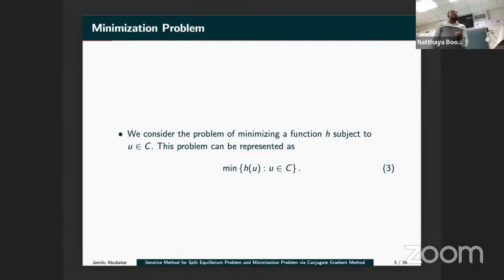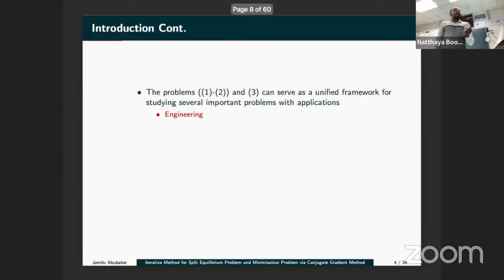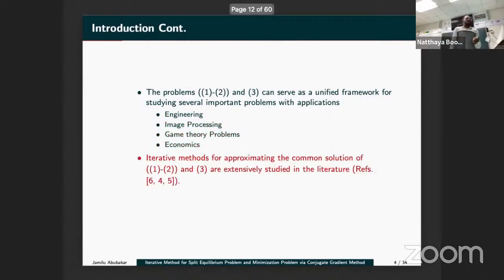So, and also from the title, you can see we are interested in two problems, the split equilibrium problem and the minimization problem. This is a constrained minimization problem where we want to find a point in C such that it's a minimum of this function. So this problem has been studied severally in the literature and has many applications, for instance, in engineering, image processing, game theory, and economics. There are so many applications of this, especially when we talk about the equilibrium problem. It's a unified problem that you can derive the variational problem from it, inclusion problem, optimization problem, a lot of problems from it.